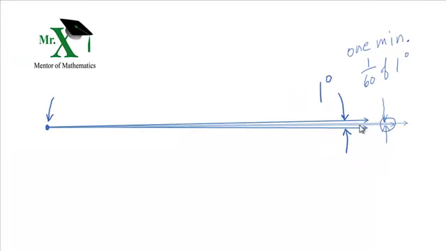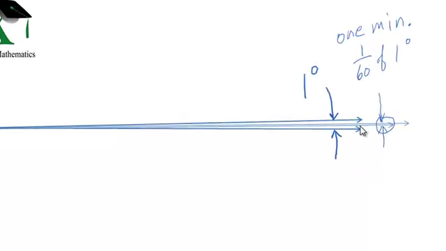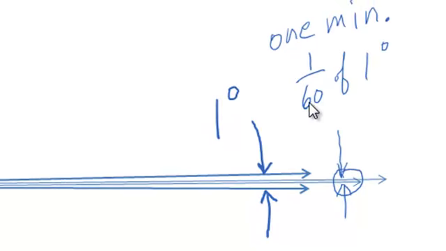If we separated this 1-degree angle into 60 smaller angles, then each of those angles would be a minute. 1/60th of 1 degree is a minute. So it's a very, very, very small angle.